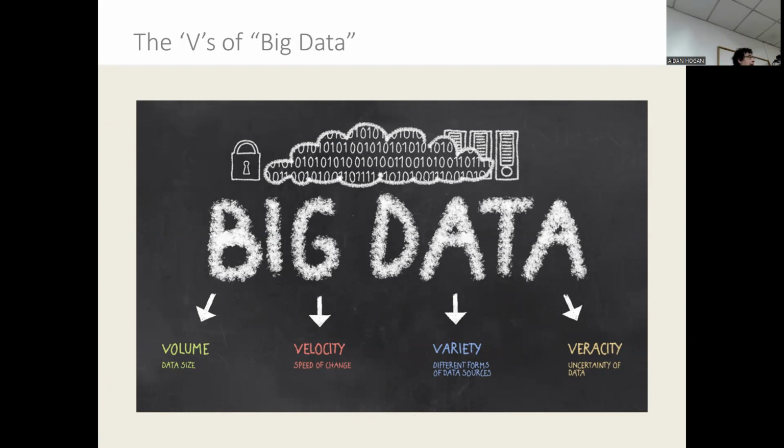here, which are volume. The size of the data is massive. Velocity, it means that the data are changing. You've got streams of data, right? It's not just one static file. In many cases, you have dynamic data.